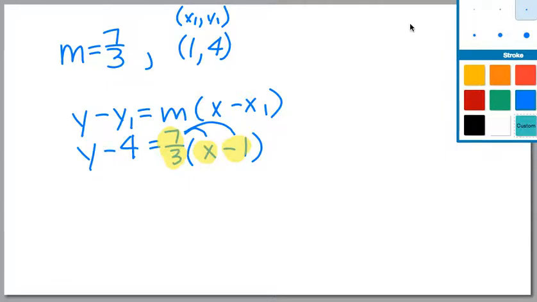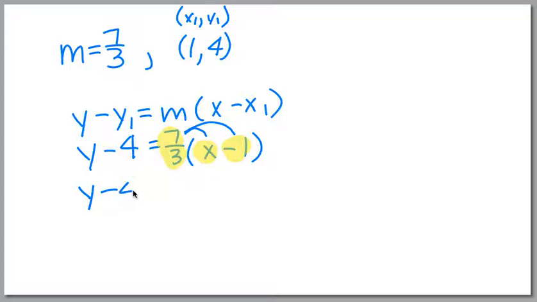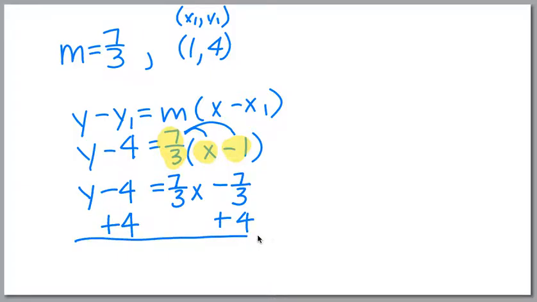So let's go ahead and work on this. Left-hand side comes down. I have 7/3 x plus 7/3 times negative 1, which would give us negative 7/3, right? And then now all we have to do is finish this thing off. So we're going to bring the 4 over just like we did in the last example, very similar. And just because this is a fraction doesn't mean that we can't combine these. These are like terms because they're both constants.